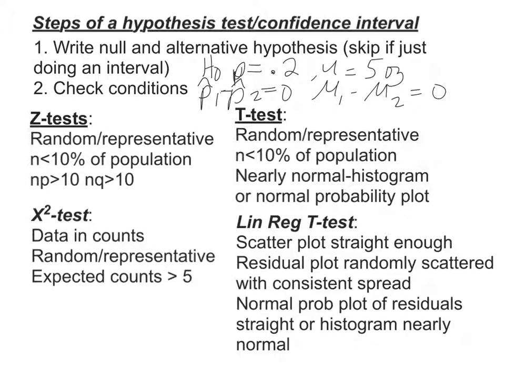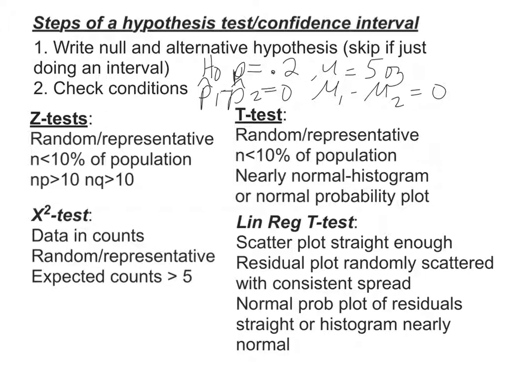So our alternatives are greater than, less than, or not equal to. With the difference in means and proportions, you have to pay attention to which way you're subtracting and making sure your sign is correct. So step 2 is checking your conditions.